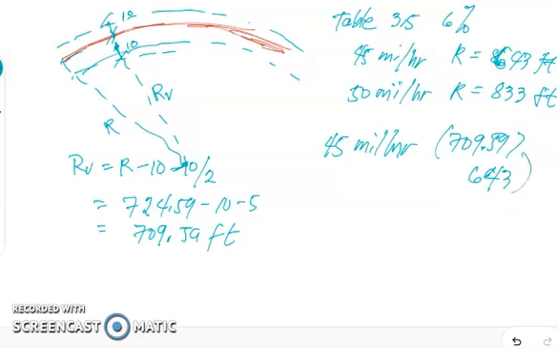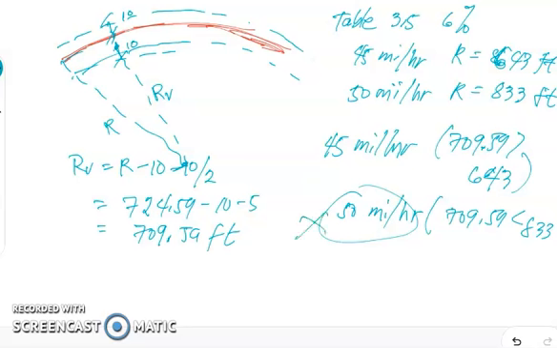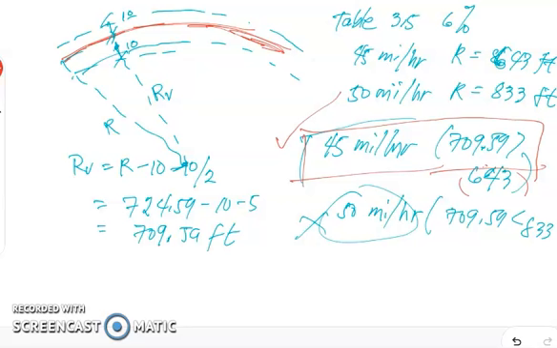However, if we're going to choose 50 miles per hour, 709.59 is smaller than 833, so it will not be sufficient. So this 50 miles per hour is not acceptable since it has an insufficient radius. So the design speed will be 45 miles per hour, since it provides a sufficient radius, since our computed value is greater than the allowable radius, which is 643.